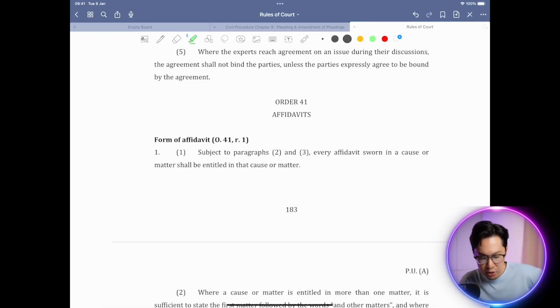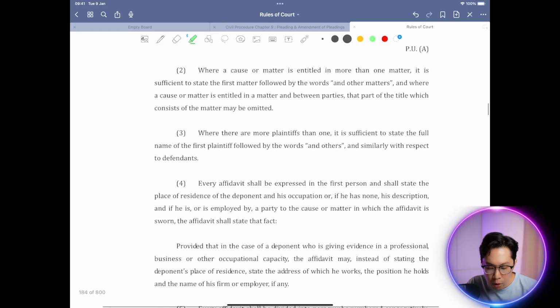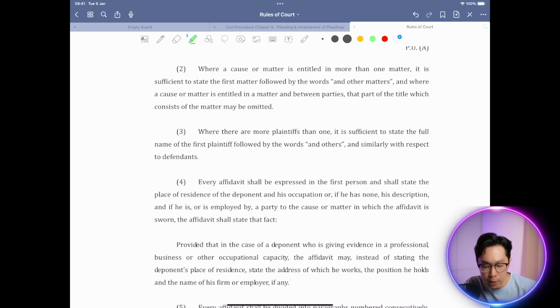Form of affidavit. Subject of paragraph 2 or 3. Every affidavit sworn, an affidavit is a sworn statement, in a cause or matter, shall be entitled in the cause or matter. Where a cause or matter is entitled in more than one matter, it is sufficient to state the first matter followed by the words and other matters. So an affidavit is that sworn statement.